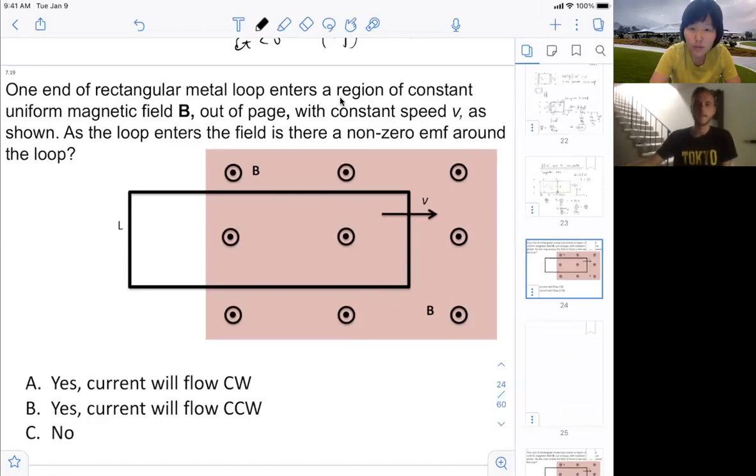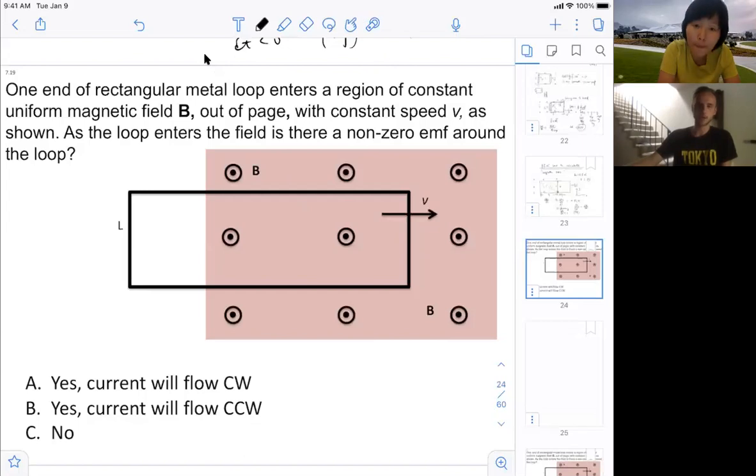So how do we figure out the direction? Can you guys let me know the method that you use to figure out the direction of the current? Well, I like to think of it in terms of conservation of energy. Okay, yes, go ahead.